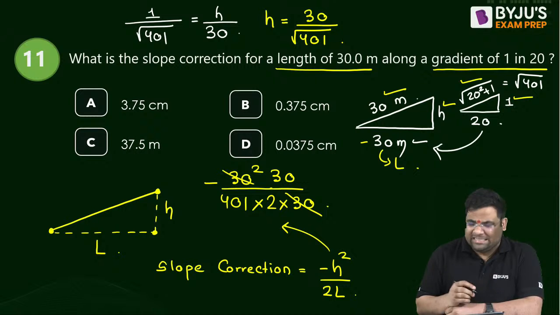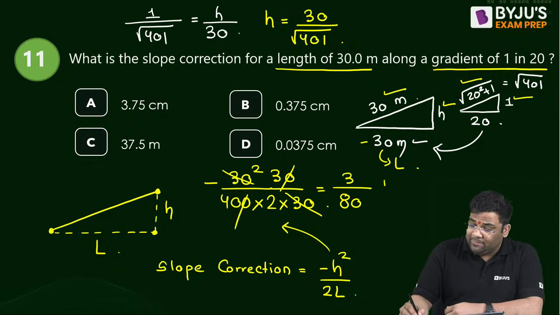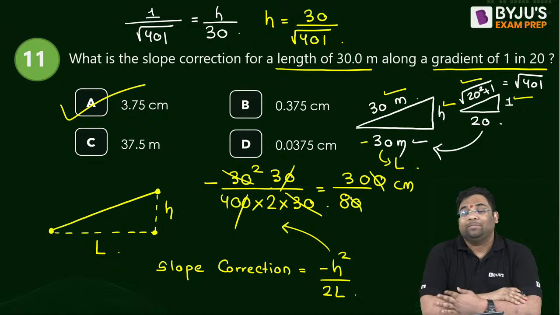Now for calculation's sake, I can take this 401 as almost 400, right? So I am getting a value of 3 by 80. But this will be in meter, so I'll convert into centimeter. That gives 300 centimeter by 80, that is 30 by 8 or 15 by 4, 3.75 centimeter. Understood this thing or not, everyone?